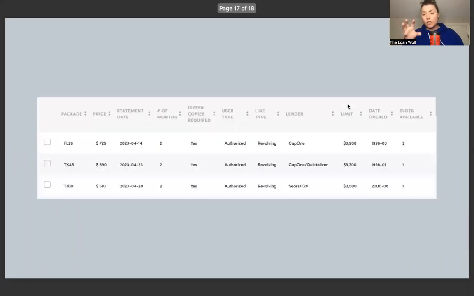So I'm going to go a little bit closer to show you a few examples. Here are 3 different examples between $500 and $700. I'm going to break this down. This is the statement date. So this is the date which it will start reporting. Next, the number of months. This is going to stay on you or your client's account for 2 months. Okay, it is an authorized account. It is revolving, and then it shows where it's from.